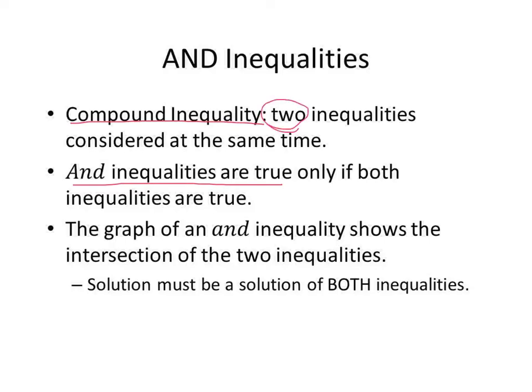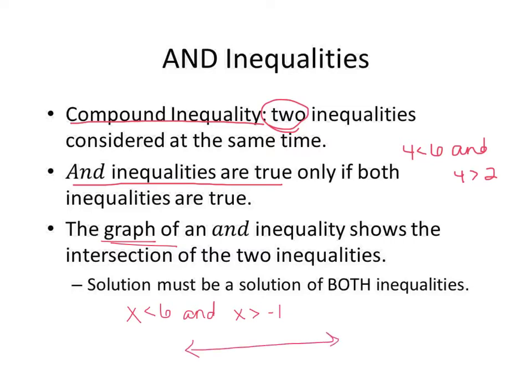So if we say 4 is less than 6 and 4 is greater than 2, both of those are true, and so the AND inequality there is true. When you graph an AND inequality, you're going to get an intersection. Okay, so if we say something like x is less than 6 and x is greater than -1, we are looking for the numbers that are between those.